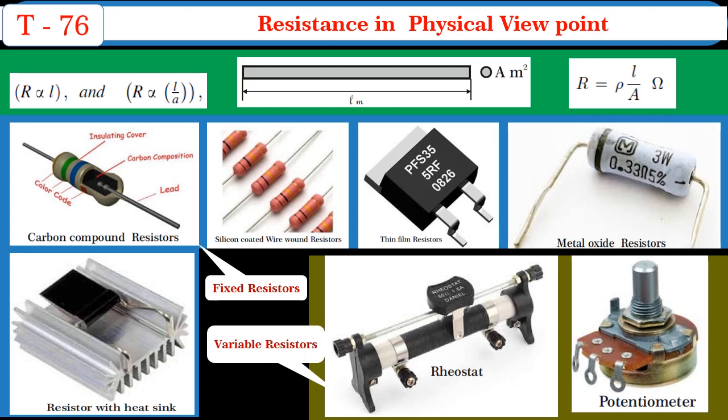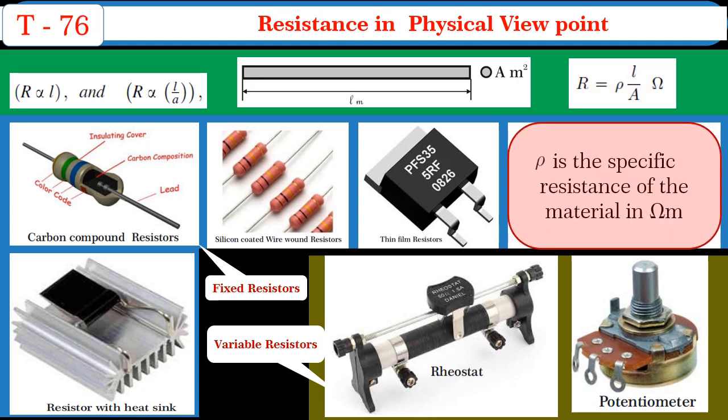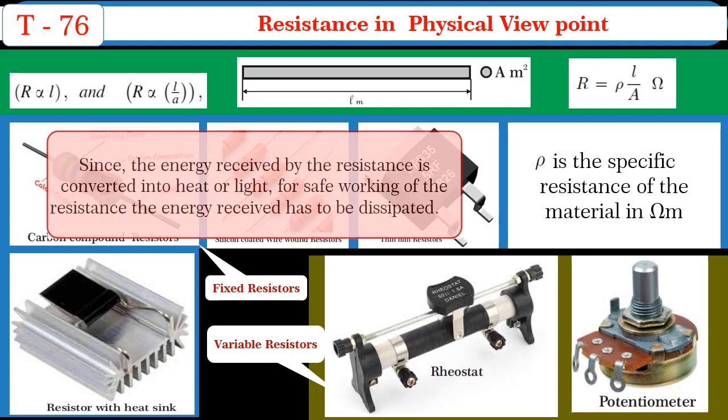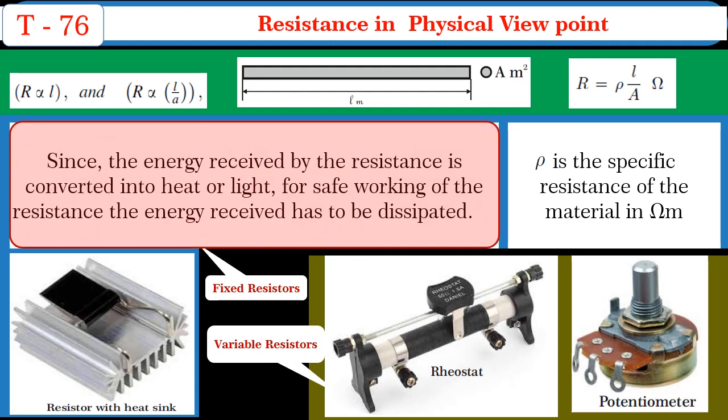Friends, we know that physically the resistance is a metallic wire of certain length, say L meters, and the area of cross section of the wire, say A meter square. We also know that the resistance is directly proportional to the length of the wire L and inversely proportional to the area of cross section of the wire. So, resistance R is equal to rho into L by A, where rho is the specific resistance of the material in ohm meter. Since the energy received by the resistance is converted into heat or light, for safe working of the resistance, the energy received has to be dissipated.